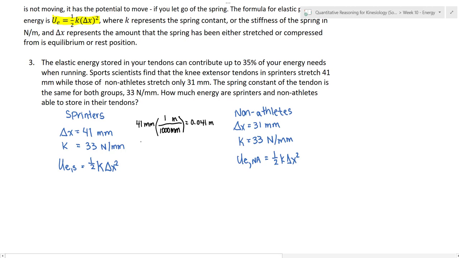Now my K value. I have 33 newtons per millimeter. I don't want newtons per millimeter, I want newtons per meter. So I'm going to get rid of millimeters by putting it in the numerator, replace it with meters in the denominator, and 1,000 millimeters is 1 meter. So I'm multiplying 33 times 1,000, which is 33,000 newtons per meter.